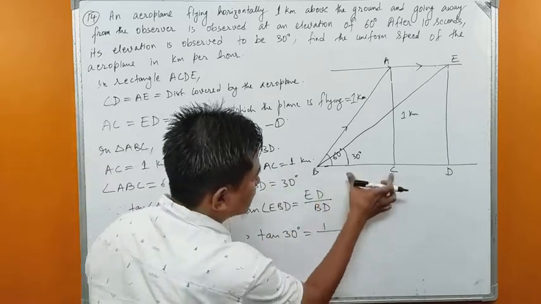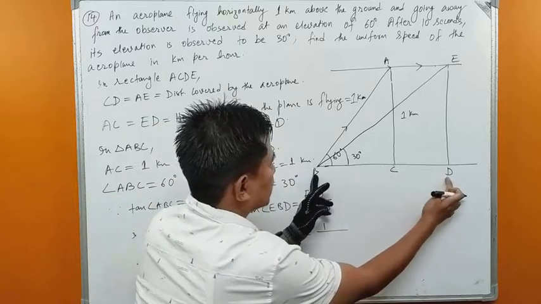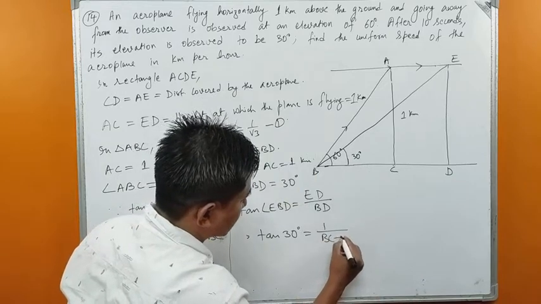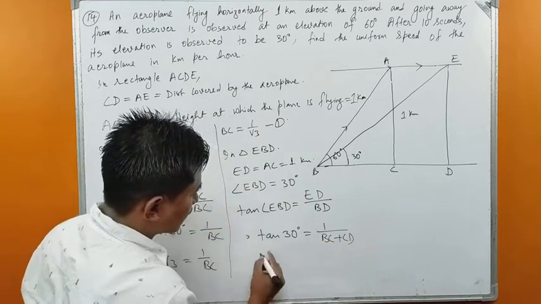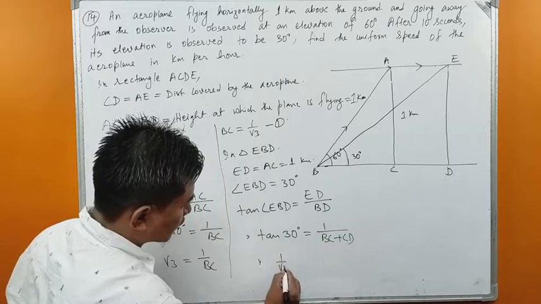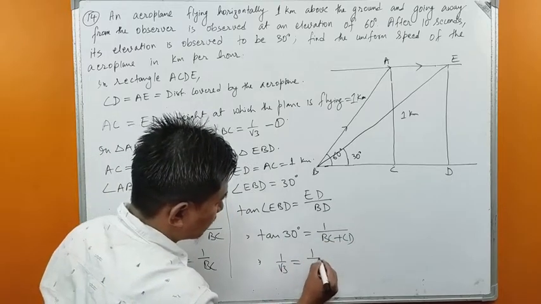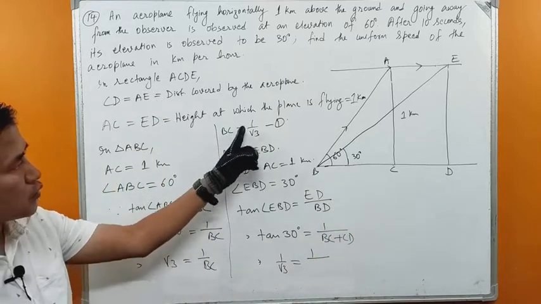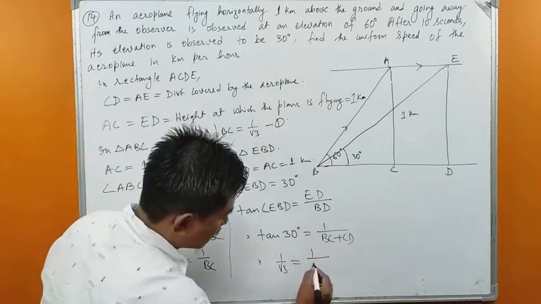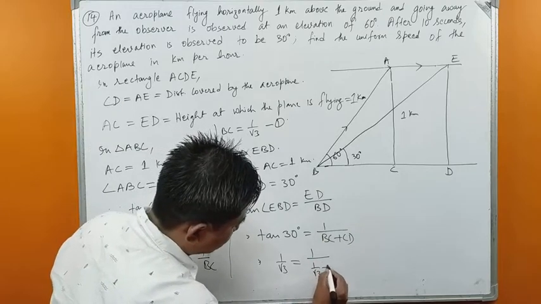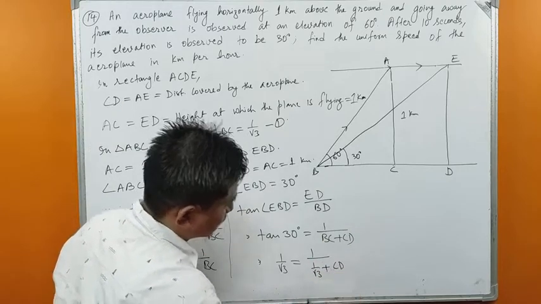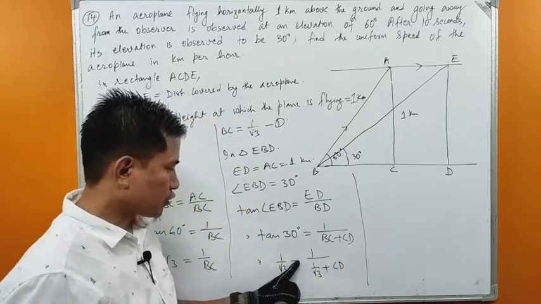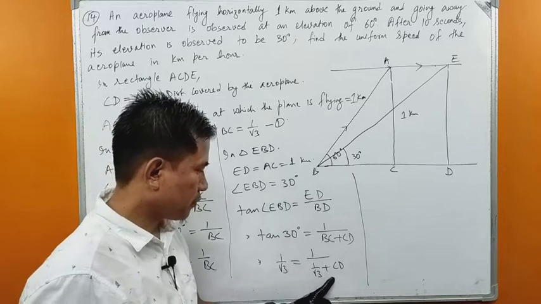So BD means BC plus CD. Total BD means BC plus CD, isn't it? So tan 30 means 1 upon root 3. We write the value of tan 30 equals 1 upon BC plus CD. What is BC? We found the value of BC, it is 1 upon root 3 from equation 1. So 1 upon root 3 plus CD. We don't know the value of CD; we are trying to find it. So 1 upon root 3 equals 1 upon root 3 plus CD, isn't it?